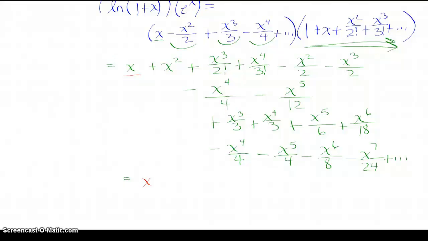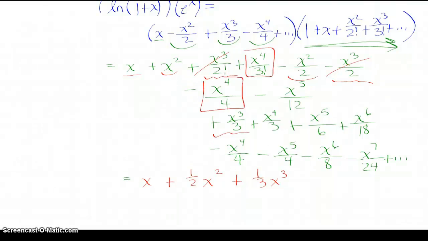So the first term here is x. Then I'm going to gather all of my x squared terms. It looks like there's only 2. So I have one positive x squared. I'm going to take away from that half of an x squared. So that leaves me a positive 1/2 x squared. Now I'm going to do everything that is cubed. There are 3 of those. So I have positive 1/2 minus 1/2. Those two terms actually cancel. And so I'm just left with 1/3 x cubed. And then I would do anything that was x to the 4th.